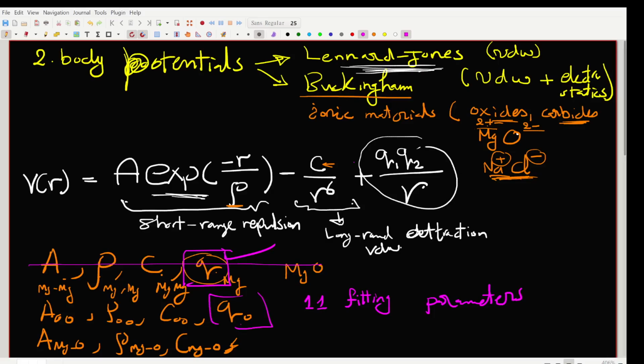The Q has to remain, but the A, rho, C for the cation usually has been ignored, claiming that it doesn't play a major role in the interactions in ionic materials. And as such, we are left with the two partial charges and the A, rho, and C for the anion-anion and anion-cation, right? So that actually reduced the fitting parameter space into 8 parameters.